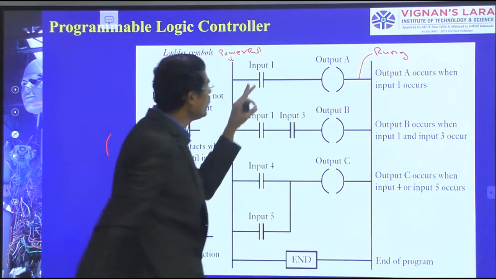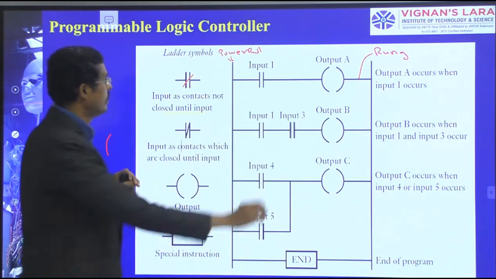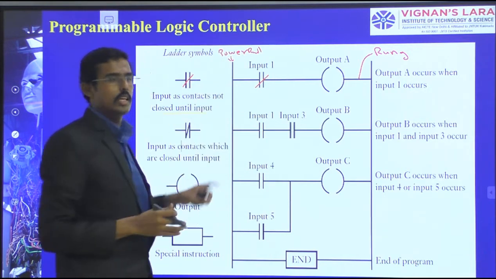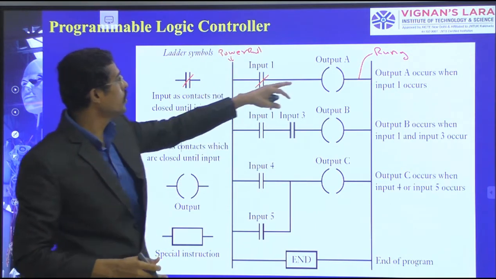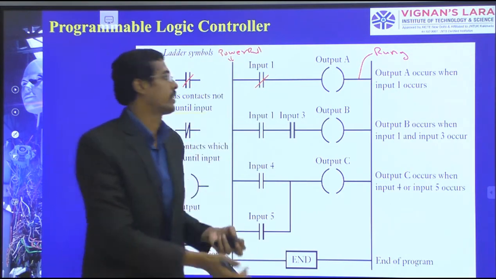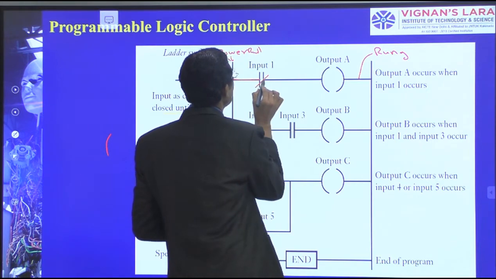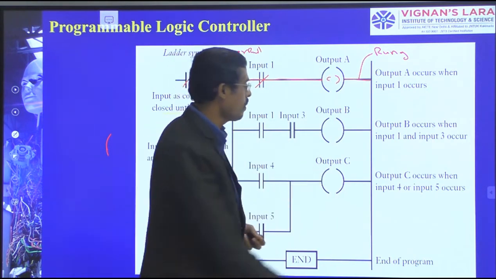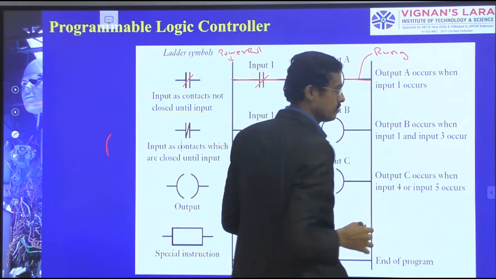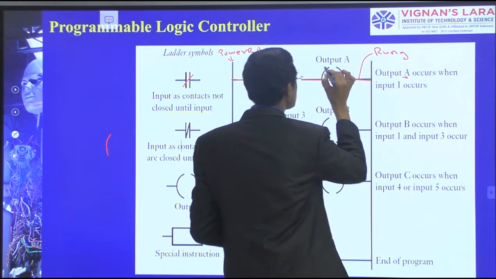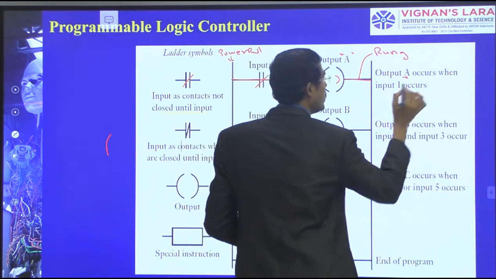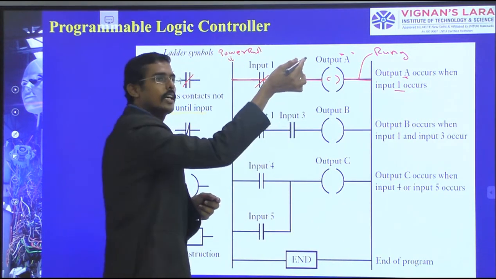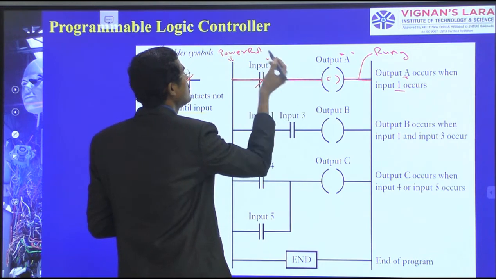According to this first rung, when the input has been given, processed, switched or sensed, output A is going to be activated. From here the power will come and activate it. So what I have written here: output A occurs when input 1 is occurring. Output A has been started when input 1 is sensed.